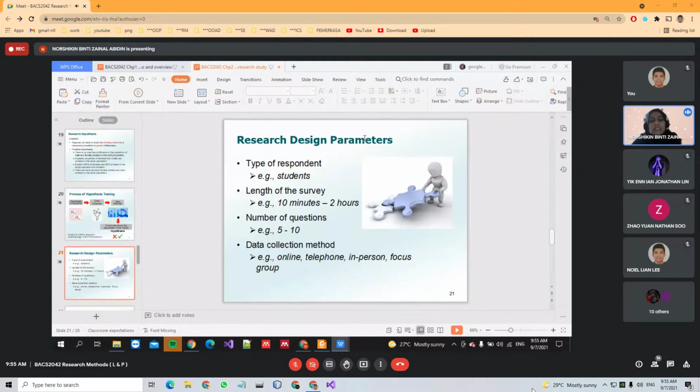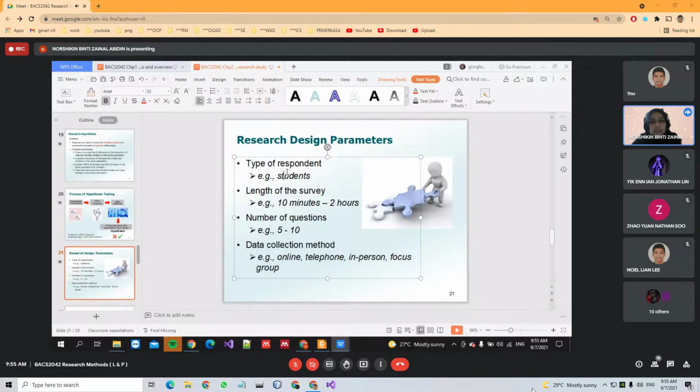So research parameter is anything that is involved in your research. For example, in research to identify student performance based on FB usage, the parameters can be the students, the time for you to conduct your survey or observation, and the number of questions that you want to ask in a questionnaire, and then data collection, how you want to conduct it.